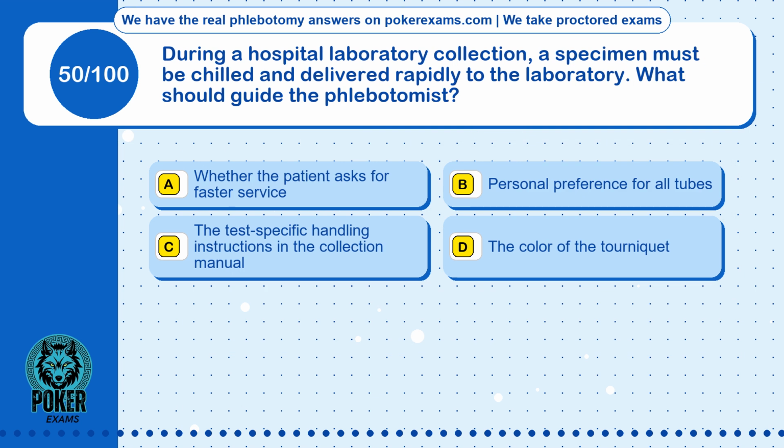Question 50. During a hospital laboratory collection, a specimen must be chilled and delivered rapidly to the laboratory. What should guide the phlebotomist? Option A. Whether the patient asks for faster service. Option B, personal preference for all tubes. Option C. The test-specific handling instructions in the collection manual. Option D. The color of the tourniquet.